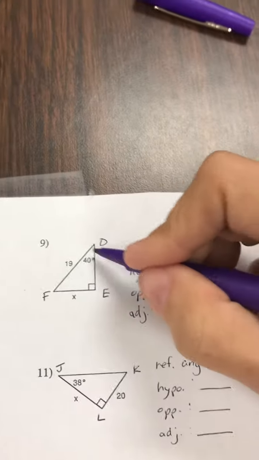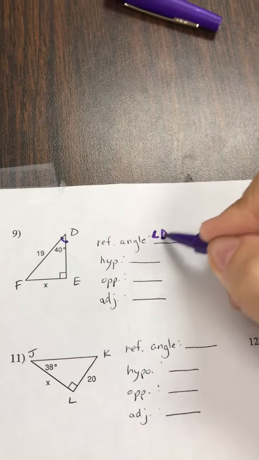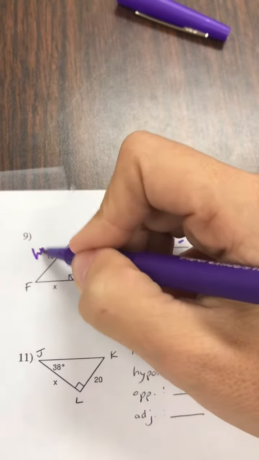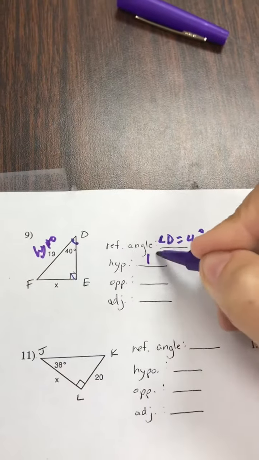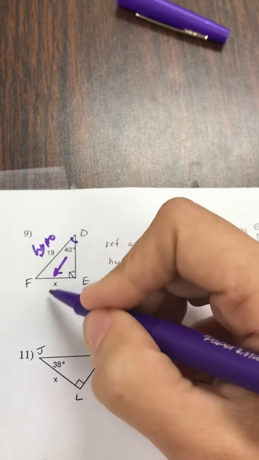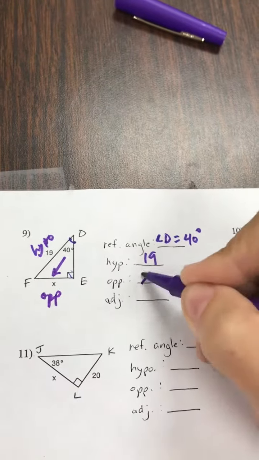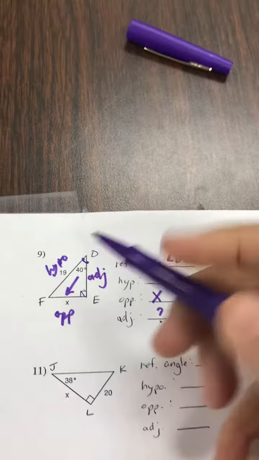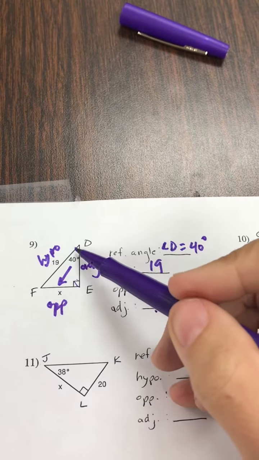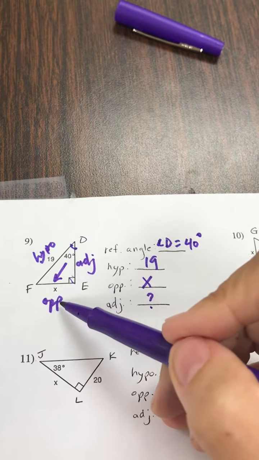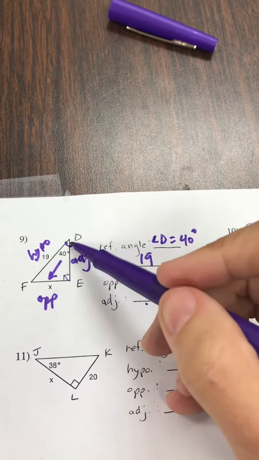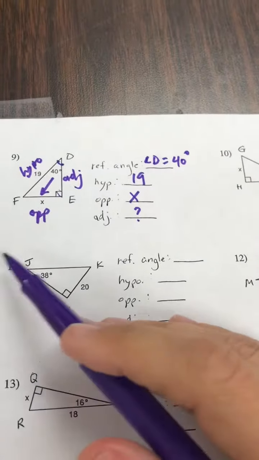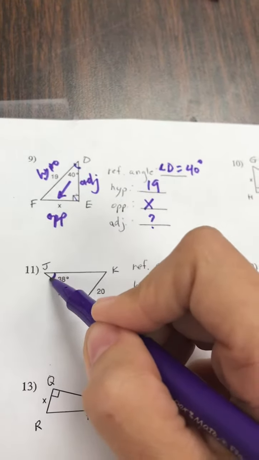Okay, our reference angle is angle D, which is 40 degrees. And hypotenuse, which is opposite the box, 19. Opposite our reference angle is the letter X. And then this would be the adjacent side, nothing's on it. Oh, that's interesting. So the angle's up here, but this is the side opposite that angle. This is the side adjacent to that angle, and the hypotenuse is always the longest side, which is opposite the box. Okay, keep going.